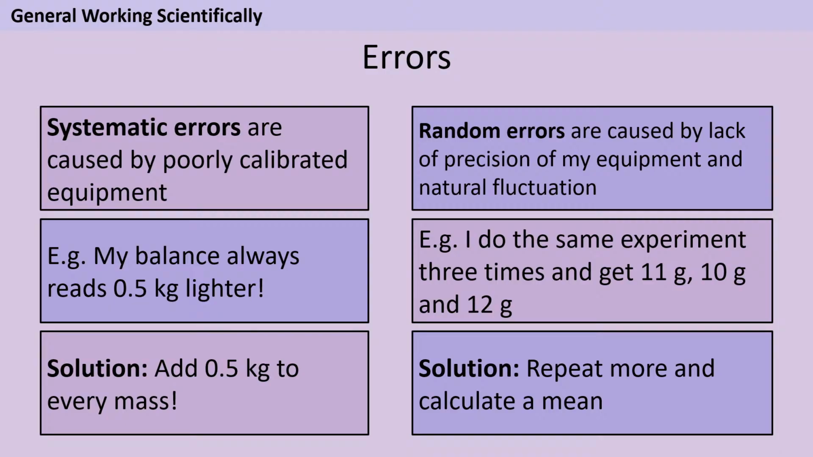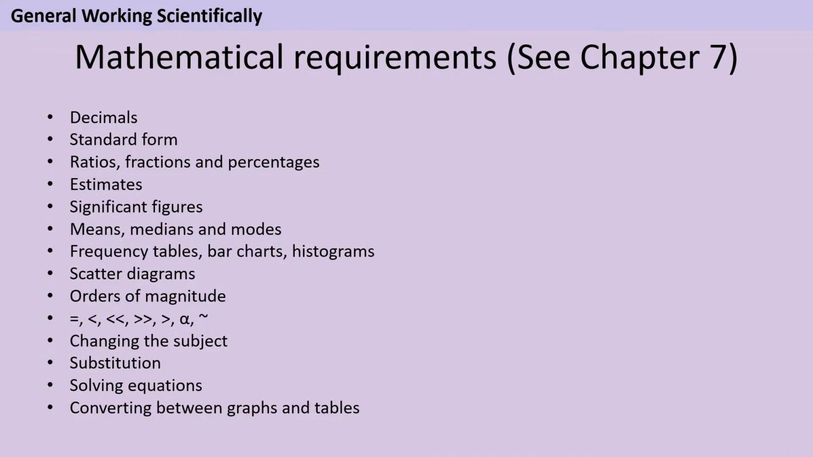So in order to deal with that, you would repeat, you would remove any anomalous data, any data that doesn't fit the pattern, and then you would calculate a mean. And then last but not least, mathematical requirements. So we've mentioned these are going to make up 20% of all the marks in the paper.